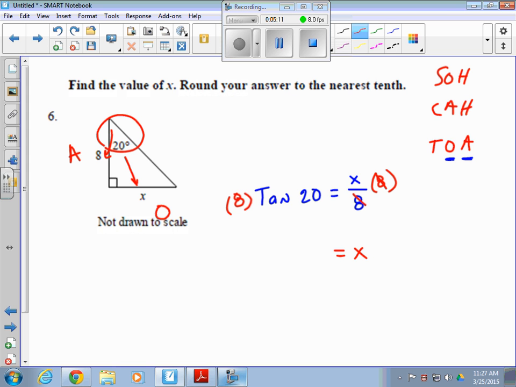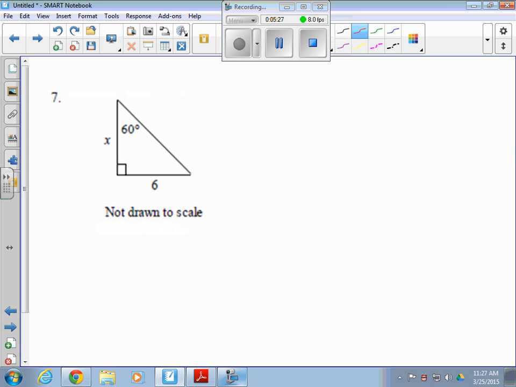Yeah, 2.91. It says rounded to the nearest tenth. So 2.91, it keeps going. So we'll say x's side is approximately 2.9, rounded to the nearest tenth. Number 7, we're doing the same thing.